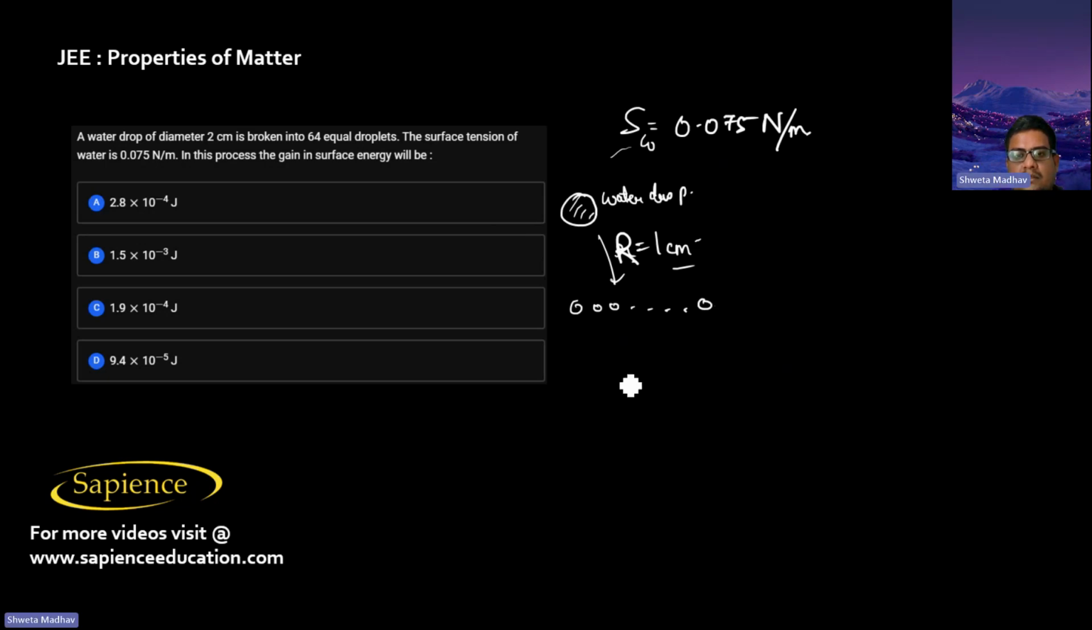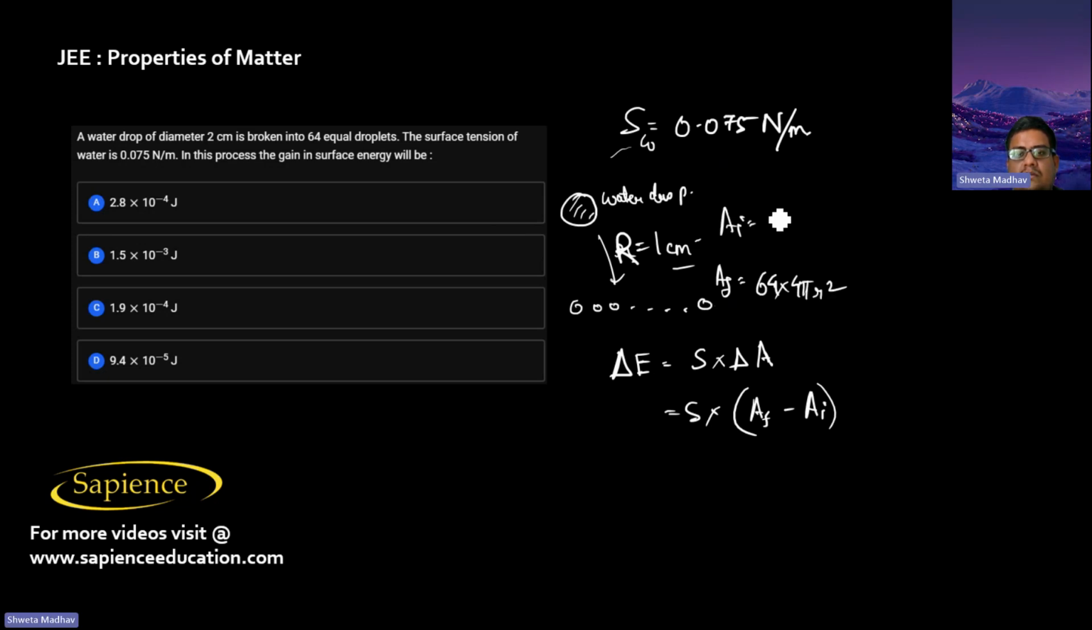So the gain in the surface energy will be equal to surface tension into the change in the surface area. That will be S into increase in the surface area, so that is final area minus initial area. Final surface area is 64 into 4 pi r square. Initial surface area is 4 pi capital R square.